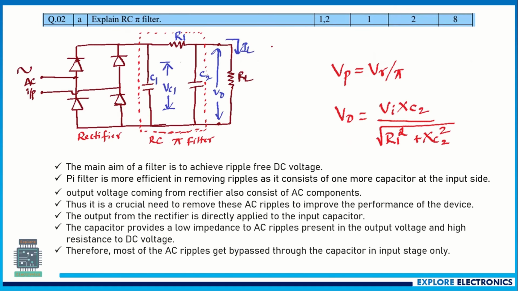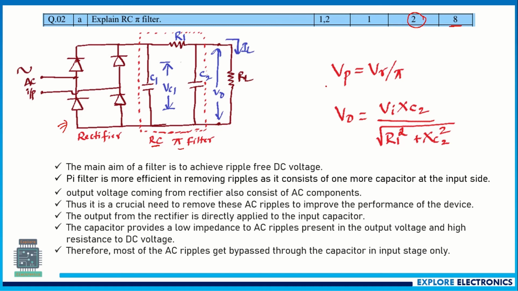Explain RC pi filter. Again, this is also a level 2 question. This carries 8 marks. This is the circuit. Here the bridge rectifier is shown at the start. The second half of the circuit is the RC pi filter. This consists of an RC network. There are two capacitors, C1 and C2. The voltage across C1 is VC1, and the voltage across C2 is V0, which is also across RL.